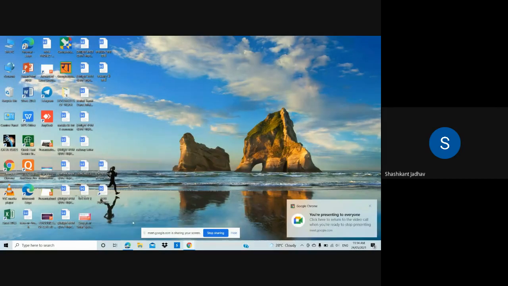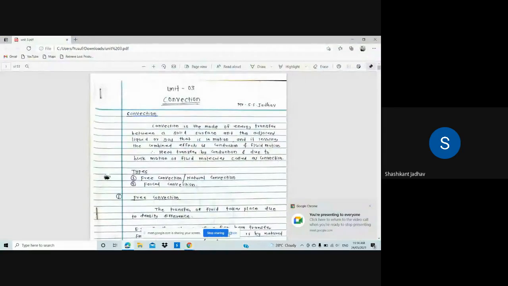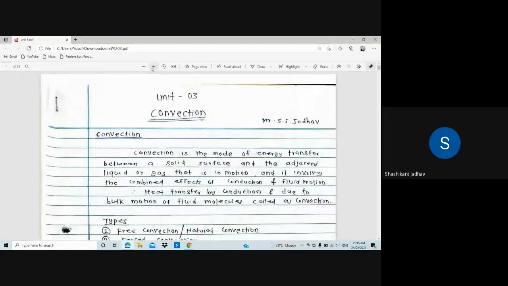We have to understand what is meant by convection. As we know, there are 3 modes of the heat transfer, that is conduction, convection and radiation. In conduction, heat transfer takes place due to the physical contact, and for convection, heat transfer is due to the motion of the molecules.